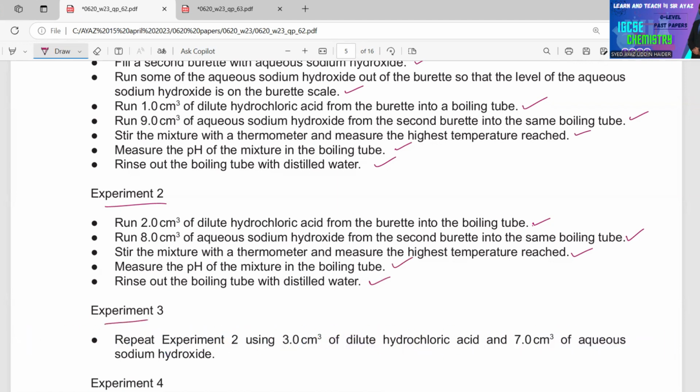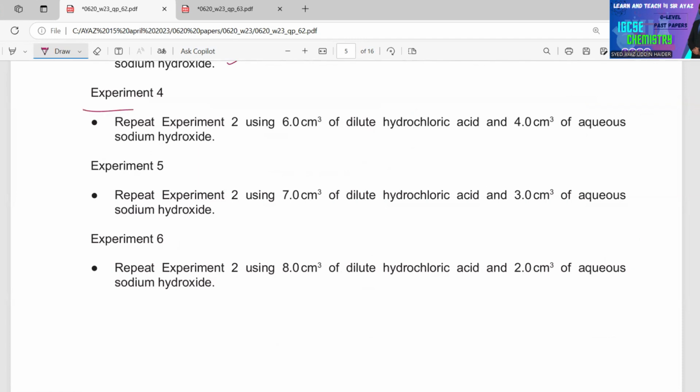Experiment 3. Repeat experiment 2 using 3 centimeter cube of dilute hydrochloric acid and 7 centimeter cube of aqueous sodium hydroxide. Experiment 4. Repeat experiment 2 using 6 centimeter cube of dilute hydrochloric acid and 4 centimeter cube of aqueous sodium hydroxide. Experiment 5. Repeat experiment 2 using 7 centimeter cube of dilute hydrochloric acid and 3 centimeter cube of aqueous sodium hydroxide. Experiment 6. Repeat experiment 2 using 8 centimeter cube of dilute hydrochloric acid and 2 centimeter cube of aqueous sodium hydroxide.